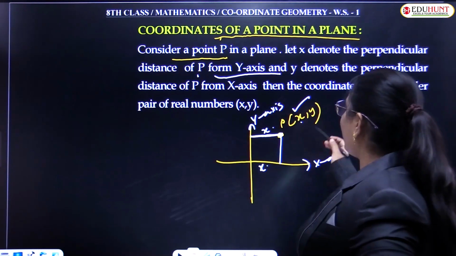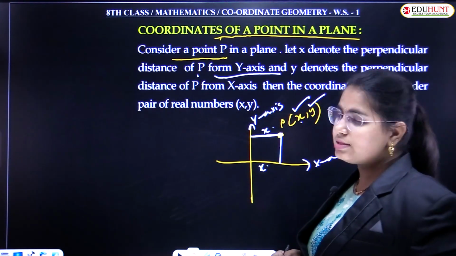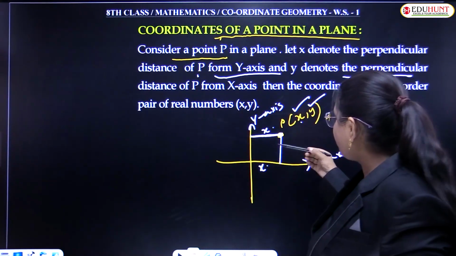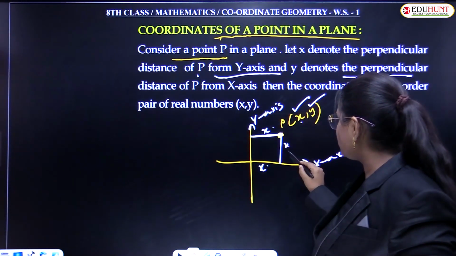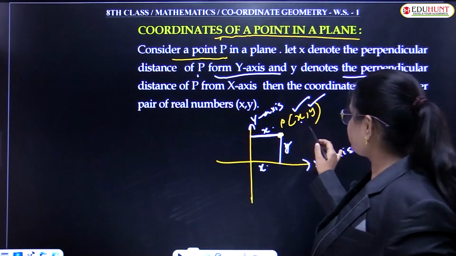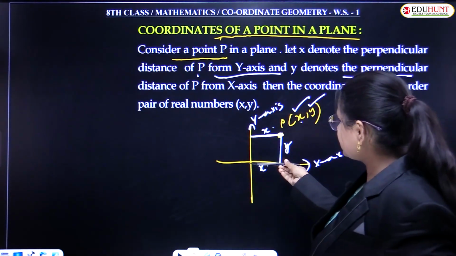Am I correct? Similarly, what does this y denote? The perpendicular distance of P from the x-axis, this is y. This is the x-axis, right? It is the perpendicular distance of P from the x-axis.